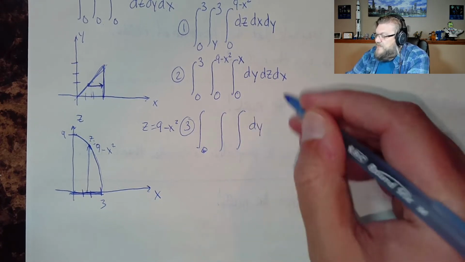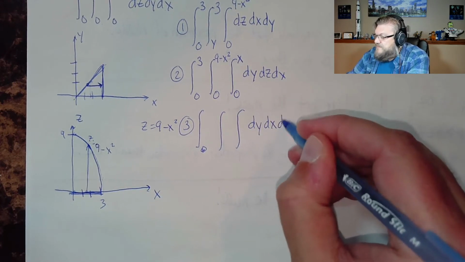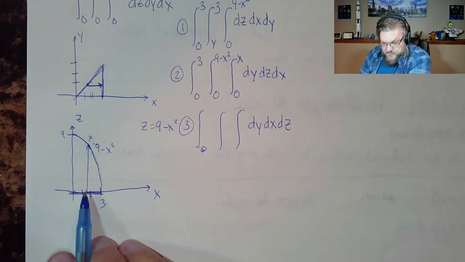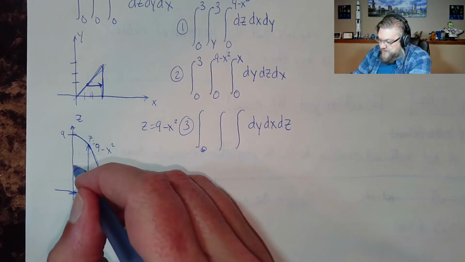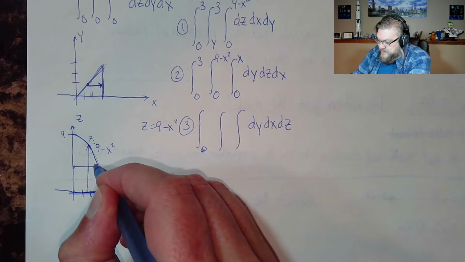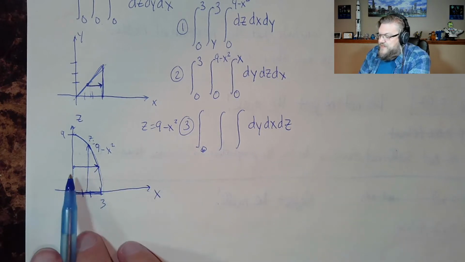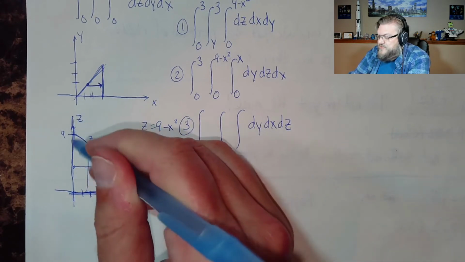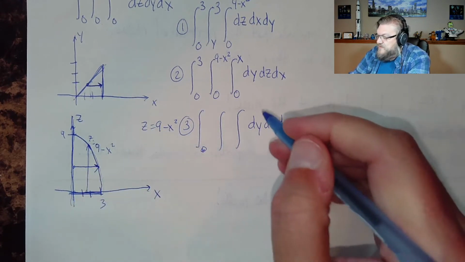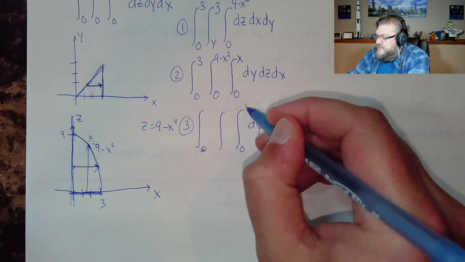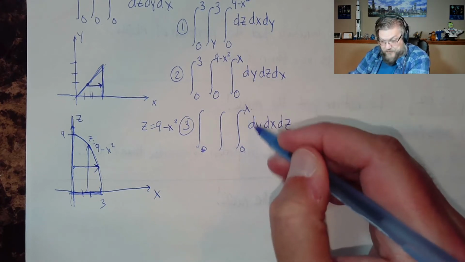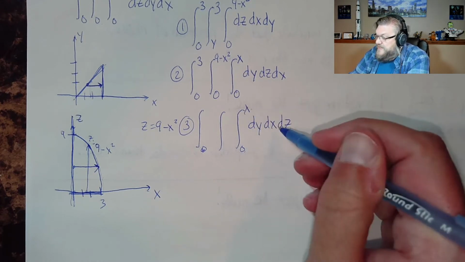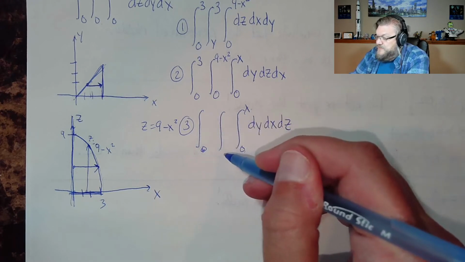We can do dy, but now I'm going to do dx dz. So that's going to be the same picture, same projection, but now I'm going to think about horizontal arrows. These horizontal arrows start with this vertical line. This vertical line is x equals 0. And so this is still y equals 0 to x, same first integration. But now dx dz is going to change these a little bit.